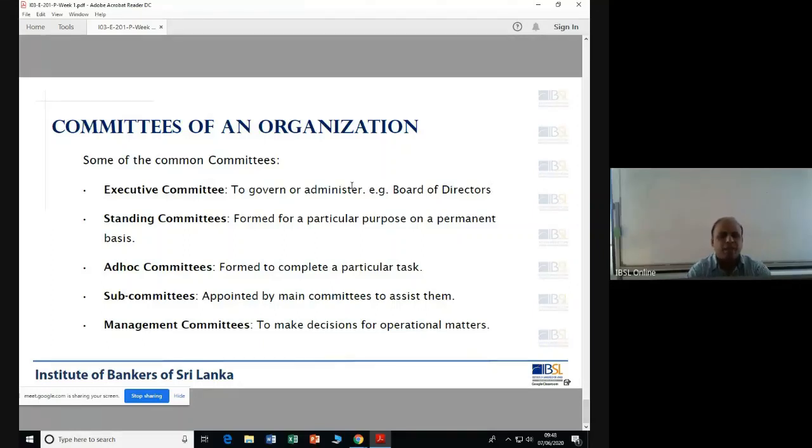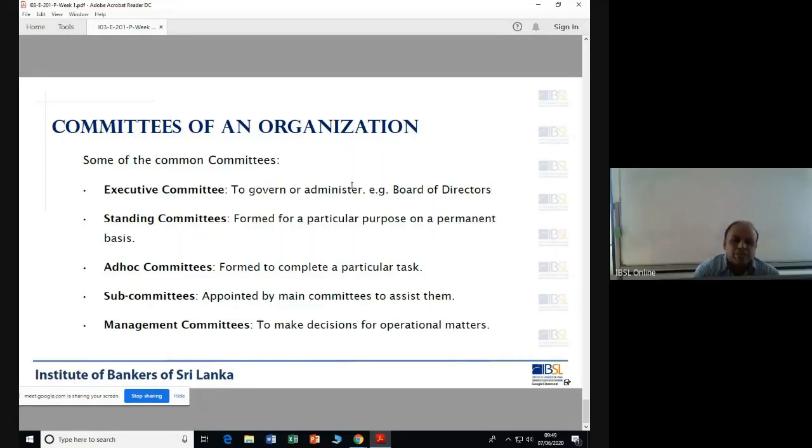Then we will also have ad hoc committees, where when there is a special task, you form a committee. For social activities also, we form different committees. Likewise, in an organization they might form ad hoc committees to complete a particular task. So all of a sudden, let's say you are going to implement a software system in your bank. You will form a special committee which will look into the implementation of this software system. Those are called ad hoc committees.